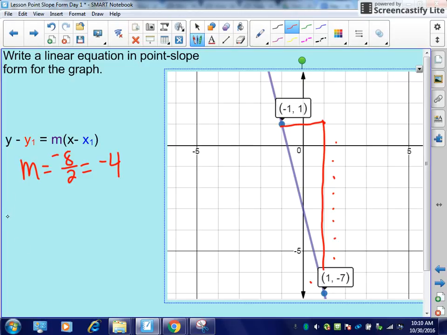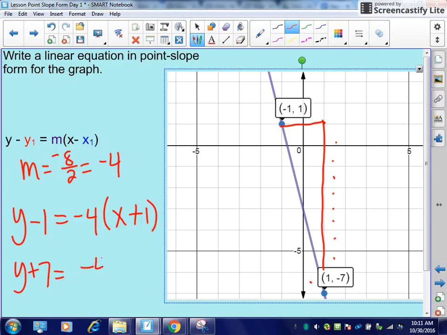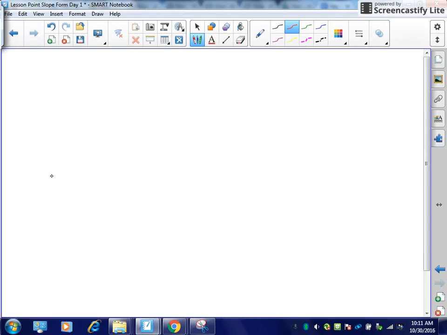So hopefully you had one of these two answers. y minus 1 equals negative 4 times x plus 1, or y plus 7 equals negative 4 times x minus 1. This one's going to be a plus 1 because the x value was negative, and this one over here is going to be y plus 7 because the y value was negative. So if you have either one of those, you did it correctly. So hopefully you now can write an equation in point slope form, and you can find a point and the slope from an equation that is written in point slope form.